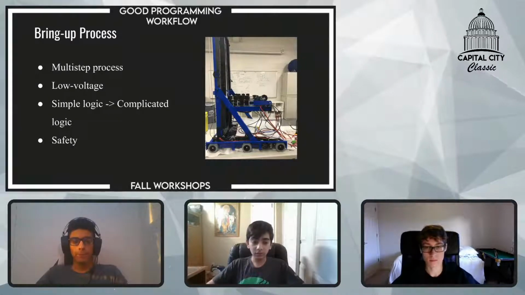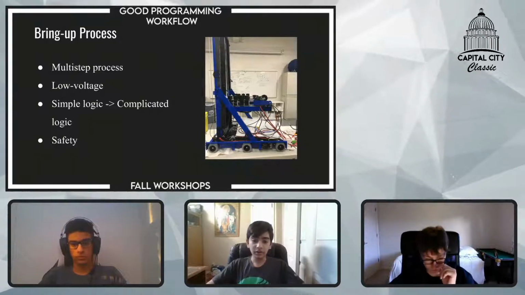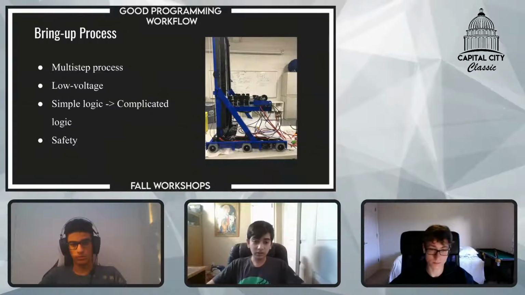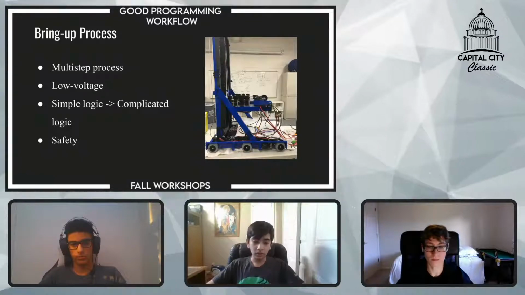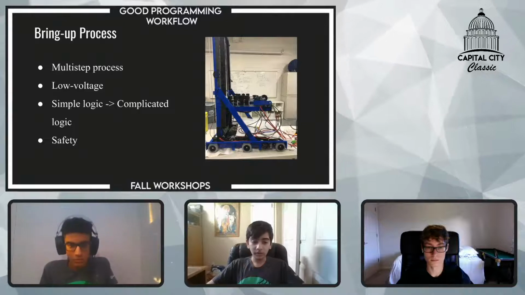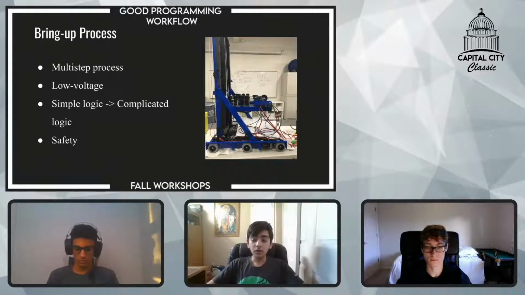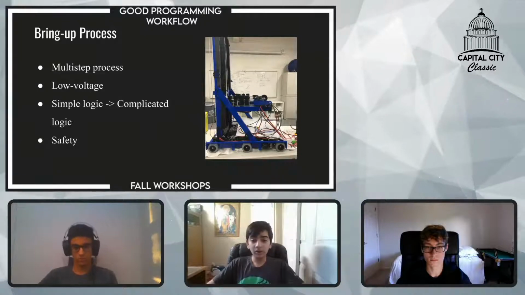And at the same time, we also want to make sure that everybody around the robot is completely safe, right? So one of the most important parts of bring up is making sure that you begin your testing of a mechanism with low voltage. If you don't have low voltage to begin with for a mechanism, and it does something that you don't want it to do, you could obviously cause severe damage to the mechanism or anybody that might be around the robot.